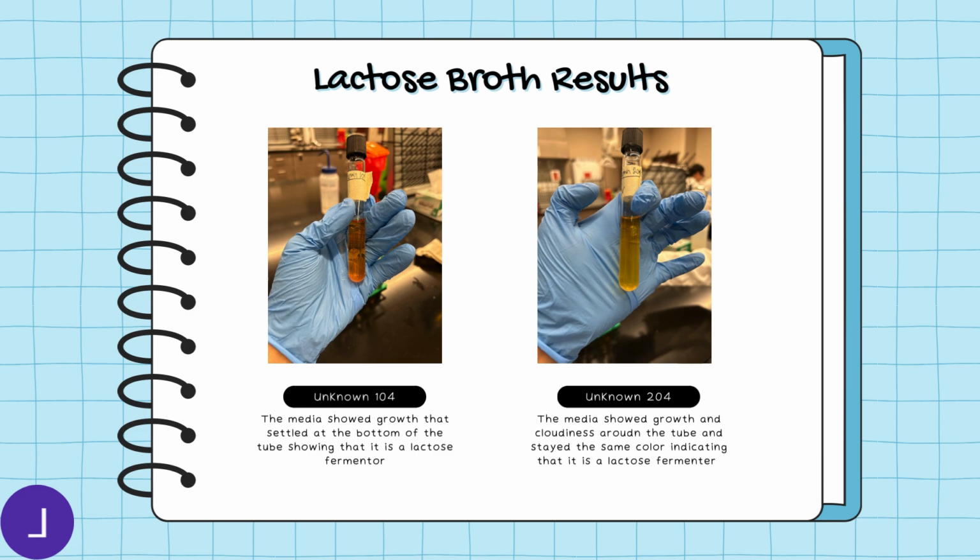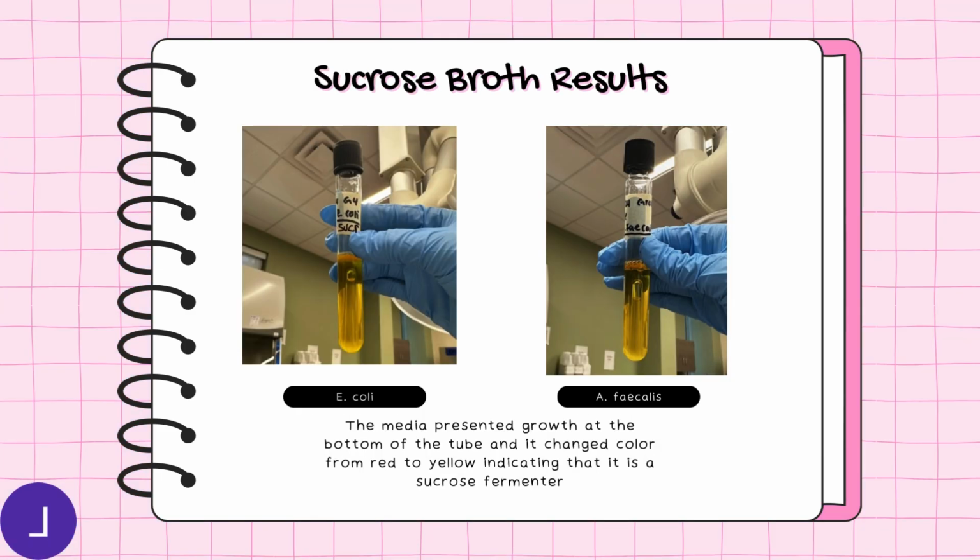For the sucrose broth results, we can see that originally the test tubes were a bright red, and now we can see that the media turned a bright yellow on both the E. coli and the A. faecalis, and this shows that they not only had growth, but it also indicates that they are sucrose fermenters.